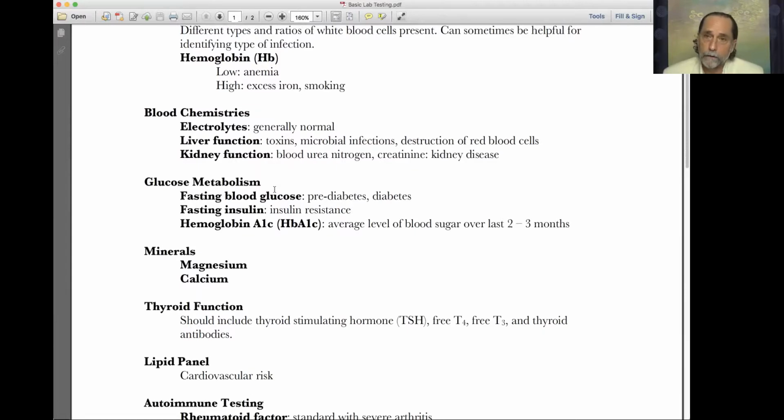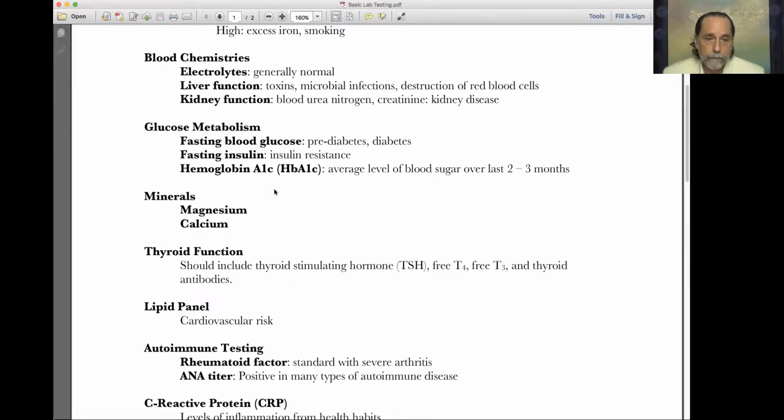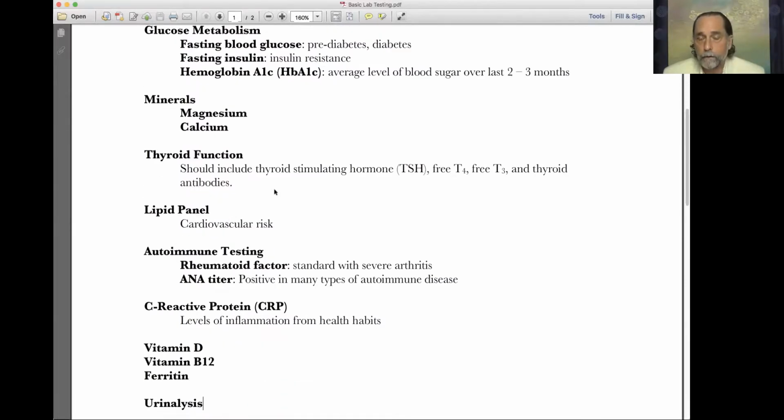So glucose metabolism, really important here. Everybody should know where their glucose metabolism's at, all right? All the things that have to do with metabolic syndrome, you know, the 3 highs, all right? High cholesterol, high blood pressure, and high blood sugar. These all need to be really brought into focus more. Minerals, thyroid function, very important for some people, good to check in occasionally for everybody else. The lipid panel, the autoimmune testing, and vitamin D, vitamin B12, ferritin.